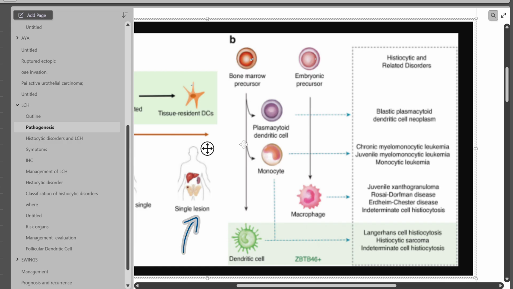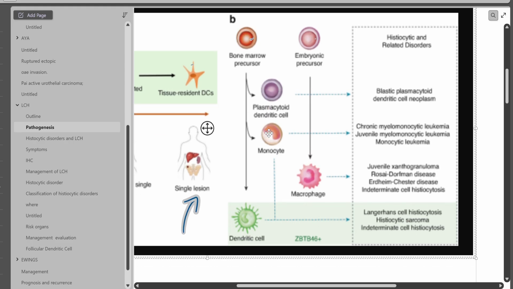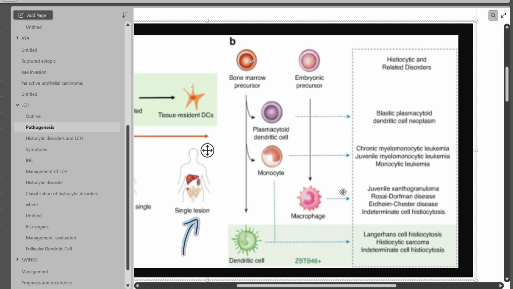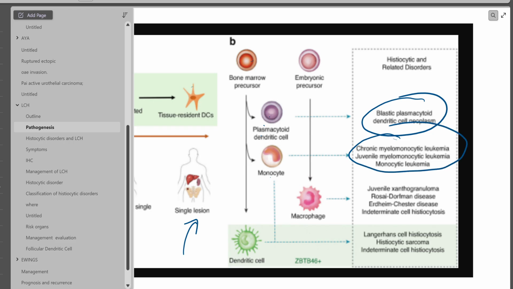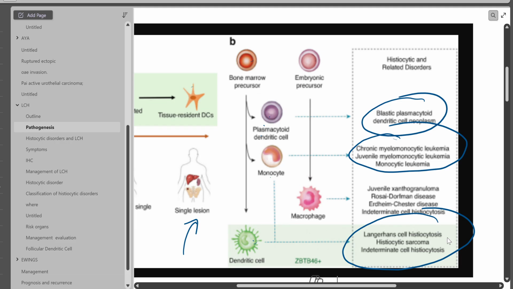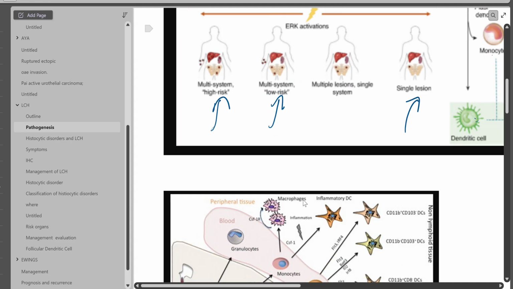Now, to understand this better, you need to know which stage we're talking about. So if we're talking about a plasmacytoid dendritic cell proliferation, we're talking about BPDCN. If we're talking about monocyte, then we're talking about CMML. If we're talking about dendritic cell, then we're talking about LCH. So I hope that gets clear.